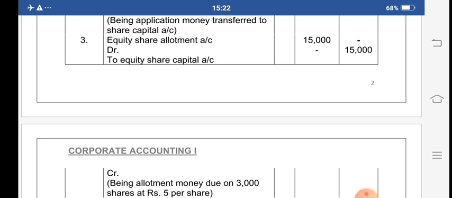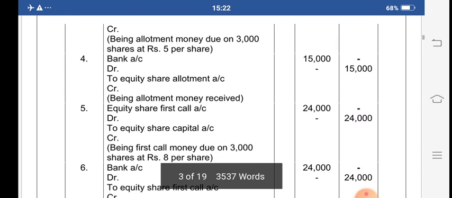It means at allotment they are receiving rupees 5 per share. So 5 into 3000 will be 15,000. 5 threes are 15, so it is 15,000, as 3,000 shares are there. The next, fourth one, is also related to the allotment.